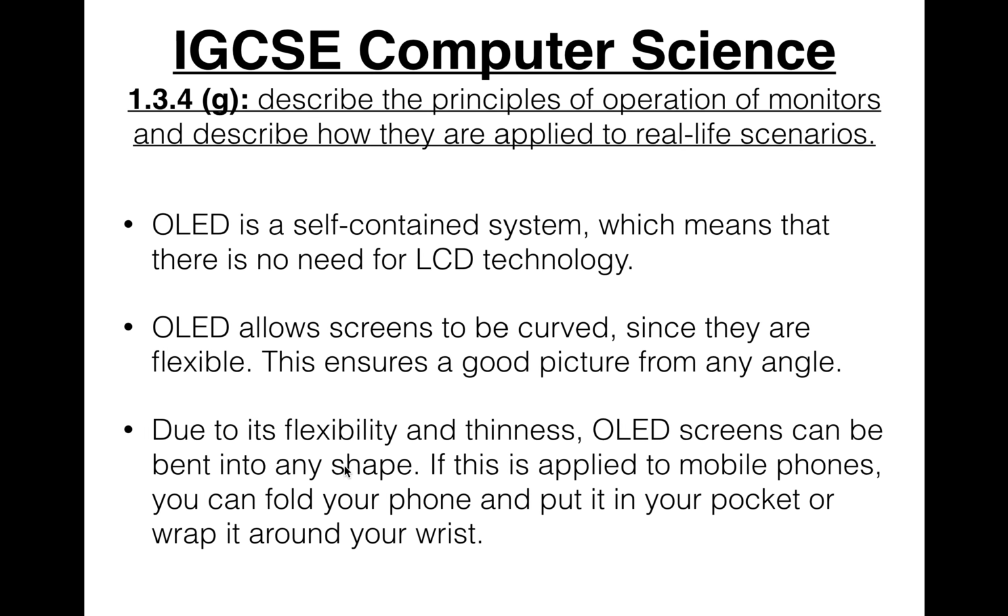Due to its flexibility and thinness, OLED screens can be bent into any shape. And if this is applied to mobile phones, you can fold your phone and put it in your pocket or wrap it around your wrist. It's quite cool. Imagine you have a really thin phone. You just fold it, put it in your pocket. I mean, you can put phones in your pocket now, sure, but think of something bigger, like a tablet, like an iPad. You just fold it, put it in your pocket. Or a really big TV, just fold it. We should see a lot of this in the future, hopefully.